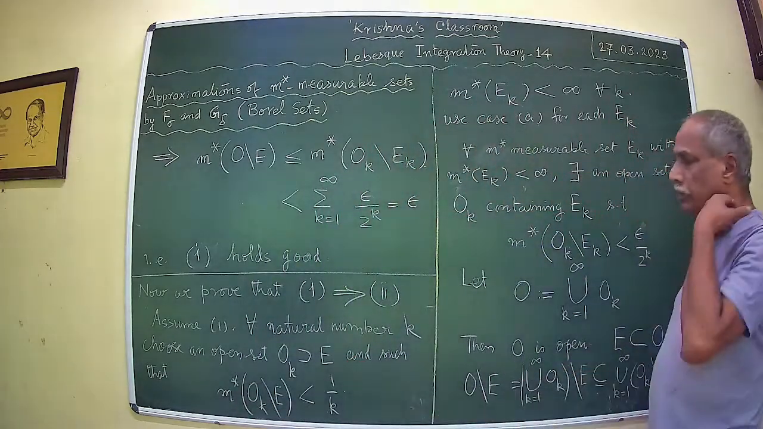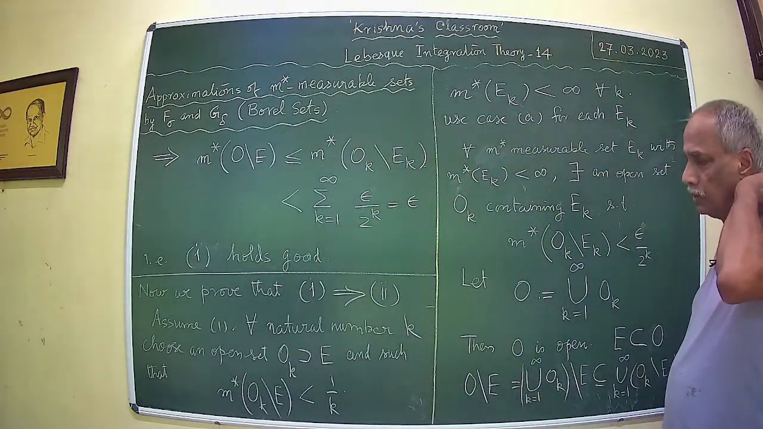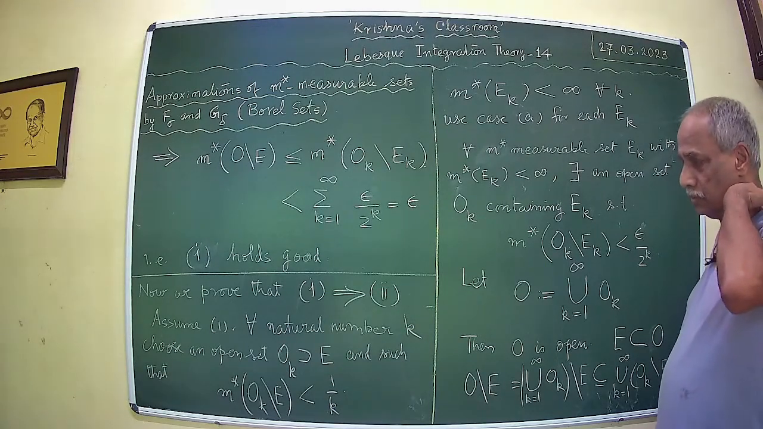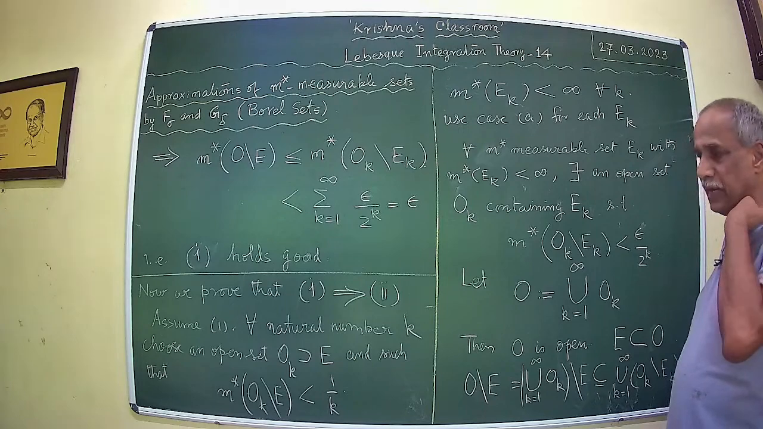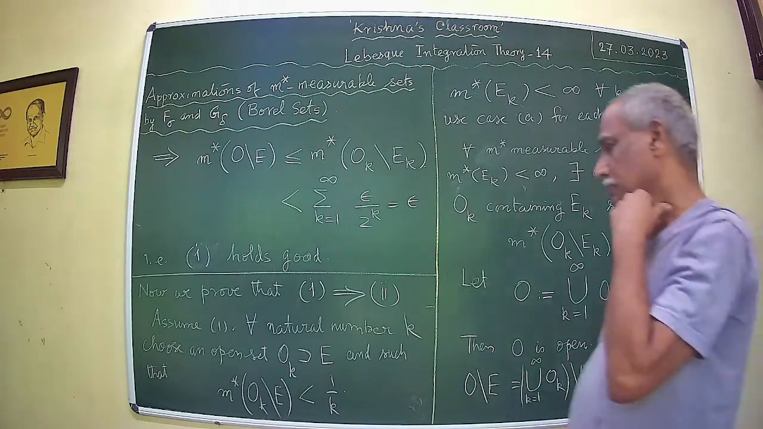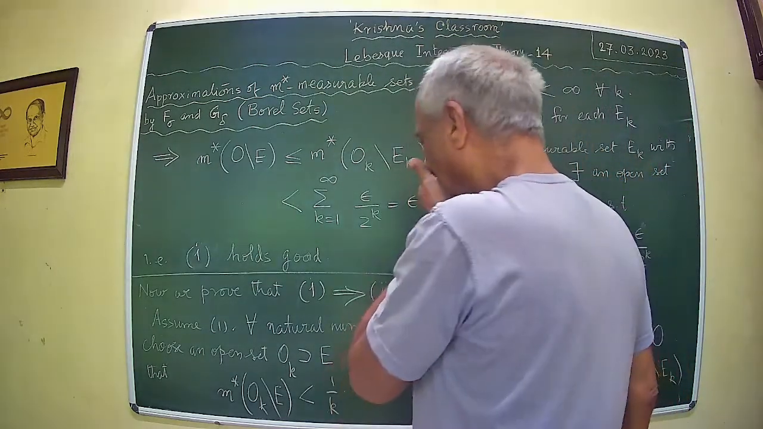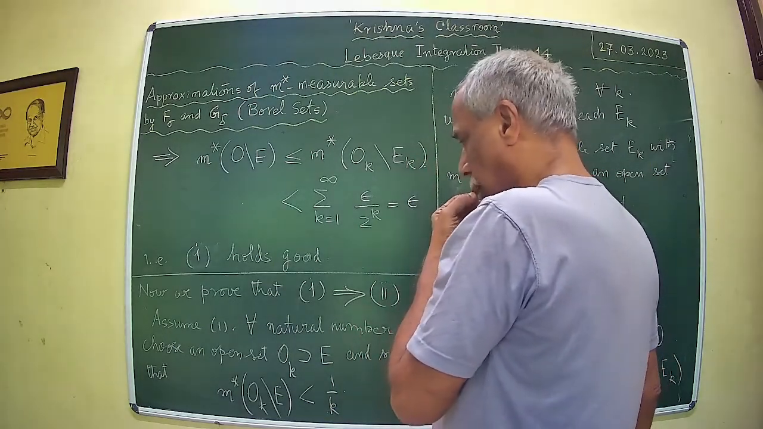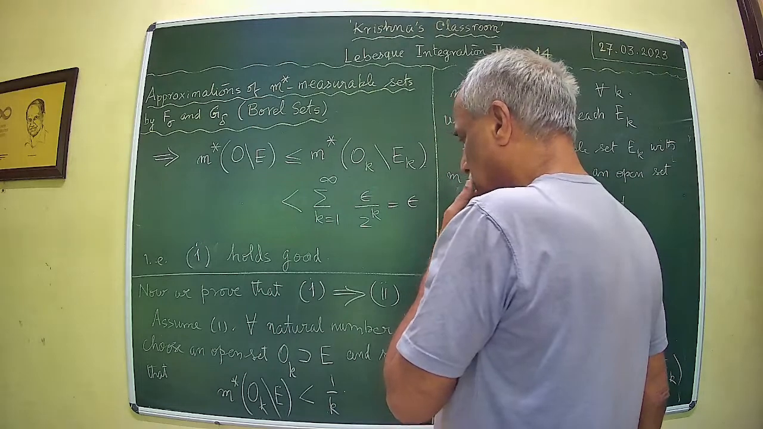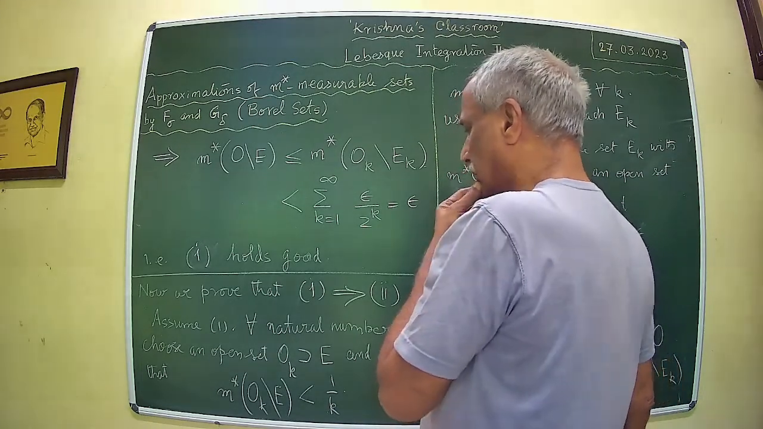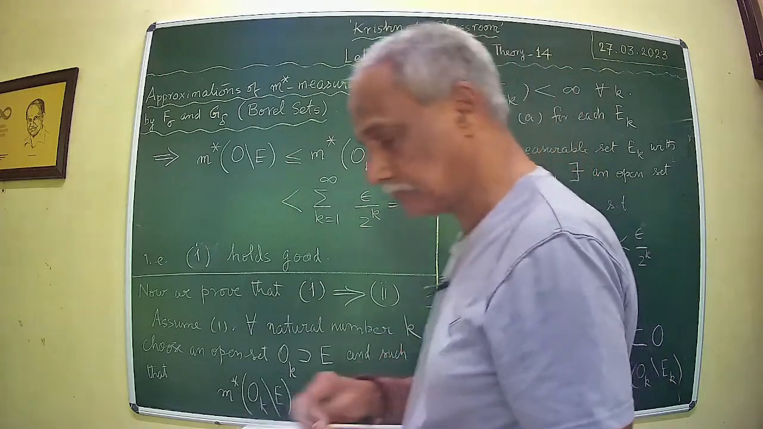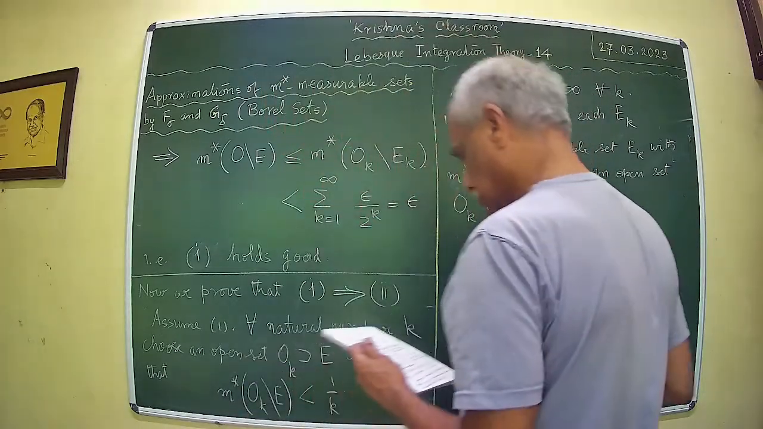So what you are doing now is taking up E and enclosing it in an open set O_K such that M star of O_K slash E is less than 1 over K.